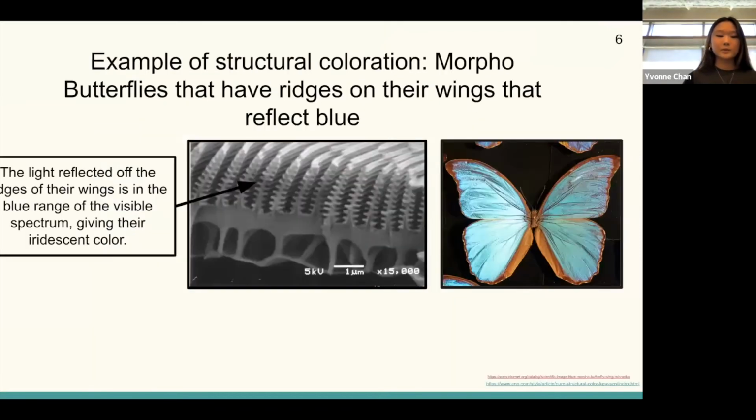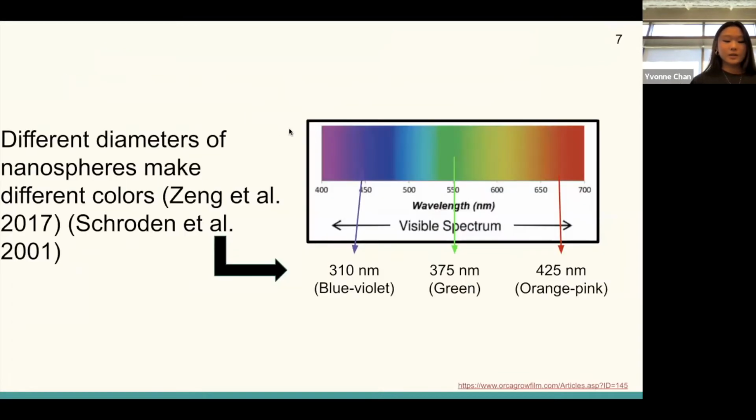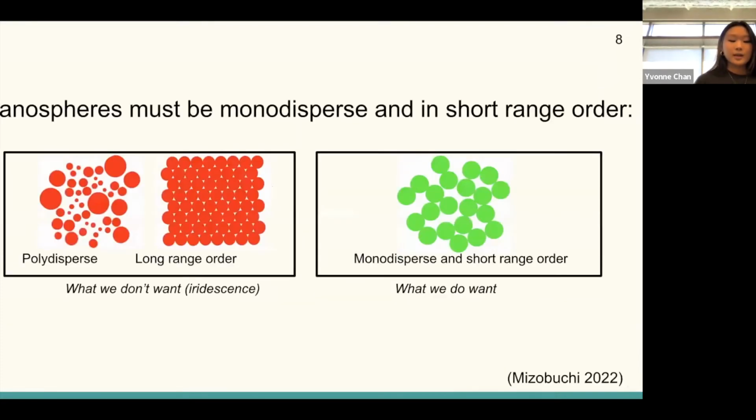So a prime example of structural coloration is the morpho butterfly, which has nanostructures on its wings that reflect light in the blue range of the visible spectrum, creating their blue iridescent color. The colors of structural coloration change as the diameter of the structure decreases or increases, and it reflects smaller or longer wavelengths respectively. And the nanostructures created in this research are nanospheres.